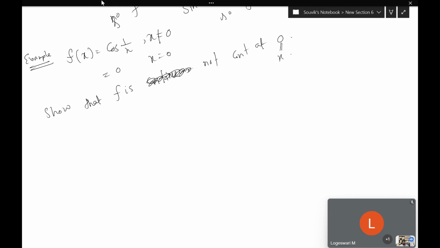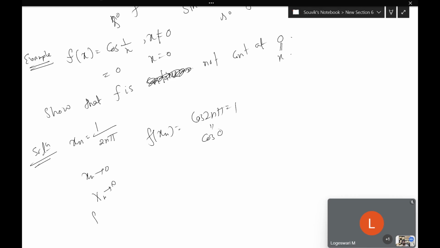Okay, so you are responding. Let me tell you how to do this. Take x_n equal to 1/(2n pi), so x_n converges to 0. Then f(x_n) is equal to cos(2n pi), which is always equal to 1. We see that this sequence f(x_n) goes to 1, which is not equal to f(0).